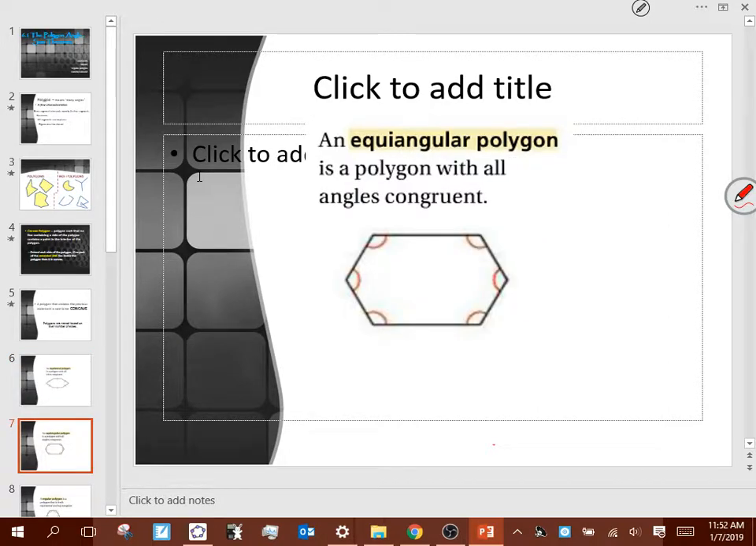An equiangular polygon is a polygon with all angles congruent. Looking at that one, with the picture drawn the way it is, you can argue all those angles are the same, but the top and bottom sides do not appear to be the same length as the ones on the left and right, correct? So it is important for you to know.